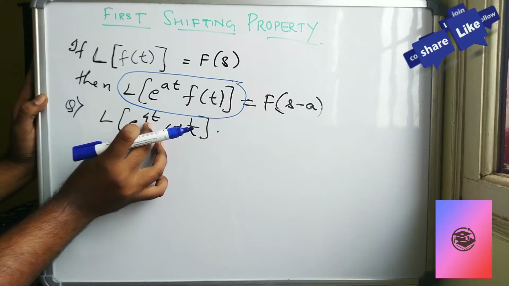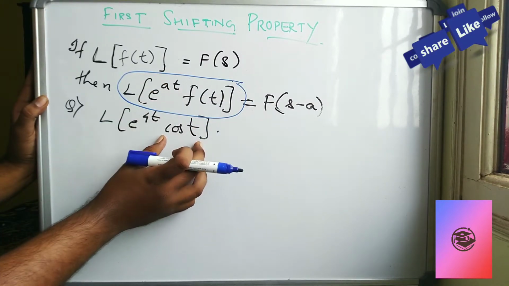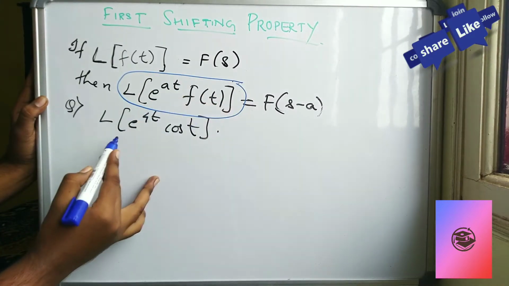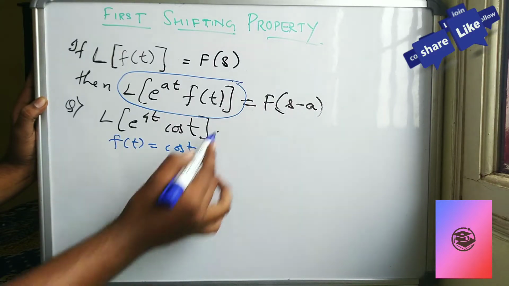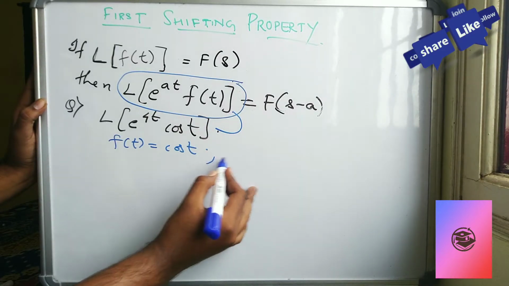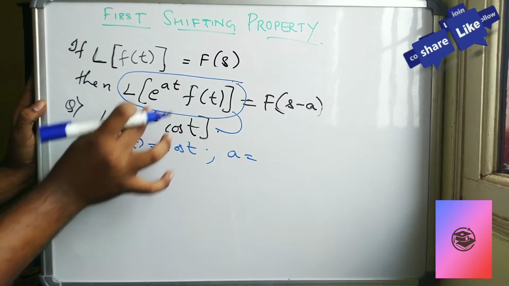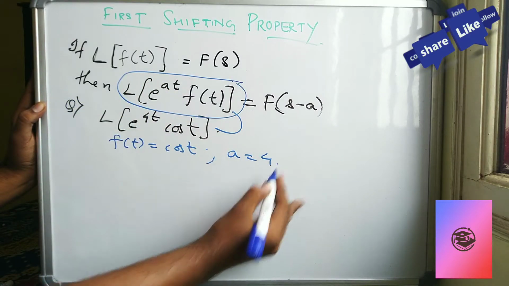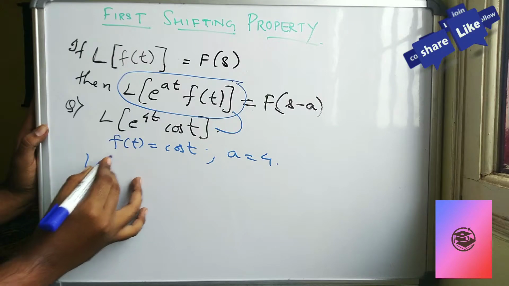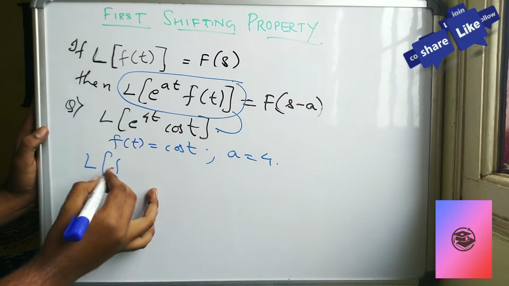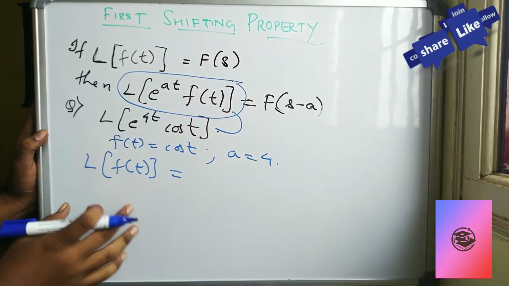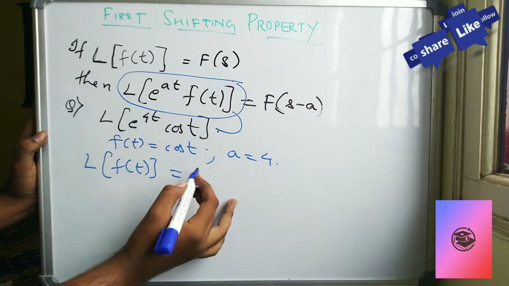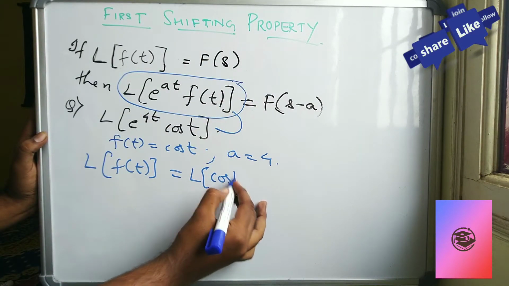Now observe here. e power 4t, e power at, into cos t, and the part other than e power at is f of t. So we got f of t as cos t. Compare this with this. Now, what is a here? a is nothing but 4. First, you have to find the Laplace transform of f of t, which will give you f of s. That we'll see. So Laplace transform of f of t, that is Laplace transform of cos t in this question.